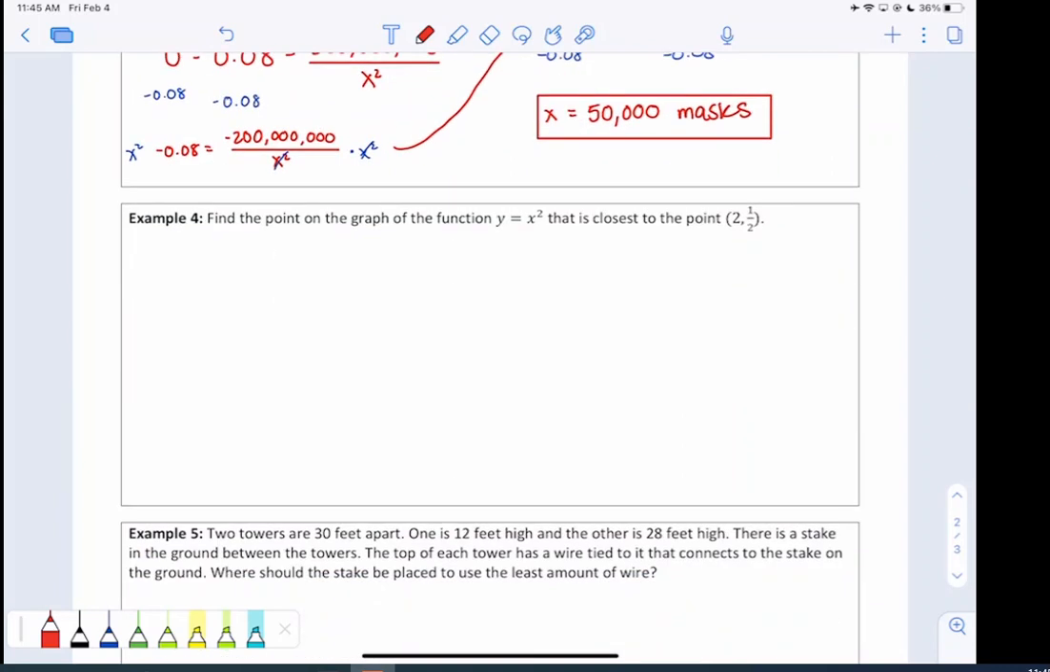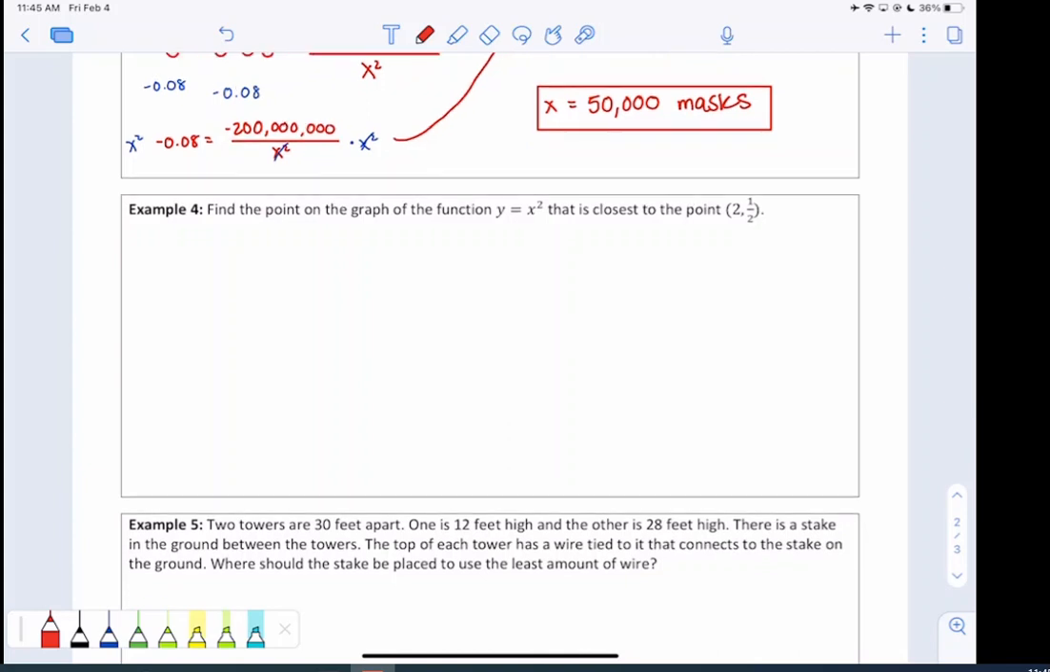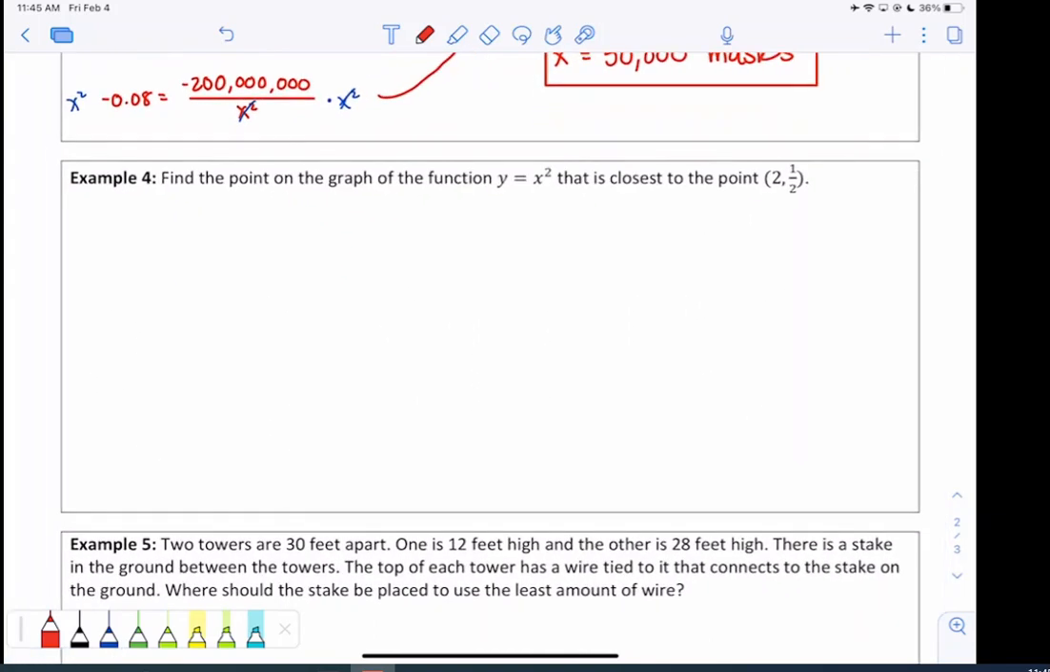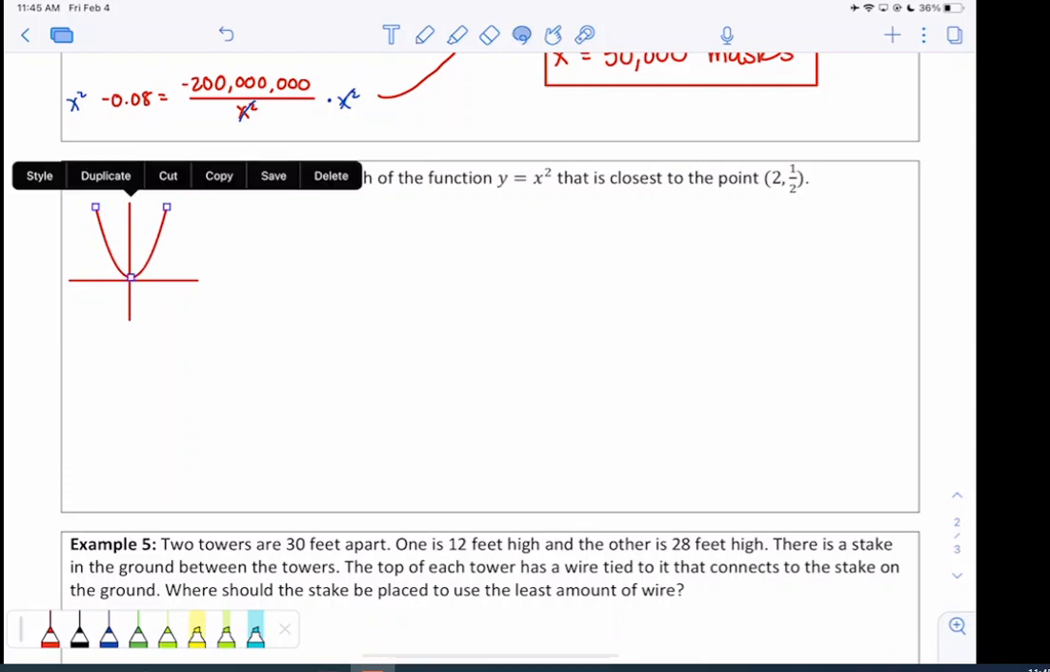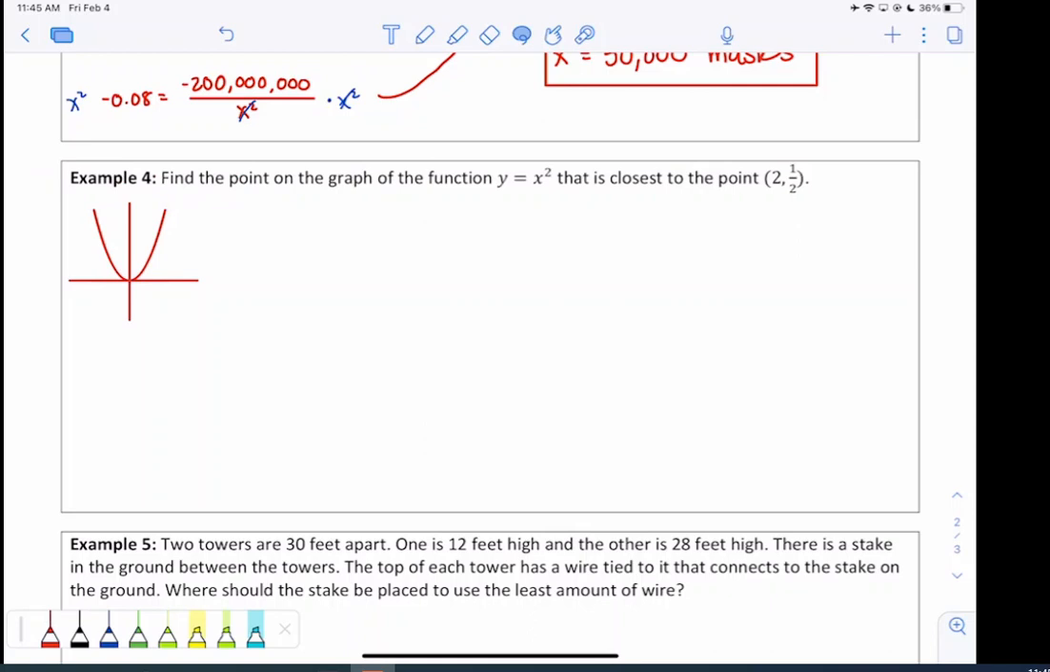Example number 4, find the point on the graph of the function y equals x squared that is closest to the point 2, 1/2. Okay? All right. These are our favorite ones. Here's my parabola. Y equals x squared. There we go. Okay. And here's my point 2, 1/2.